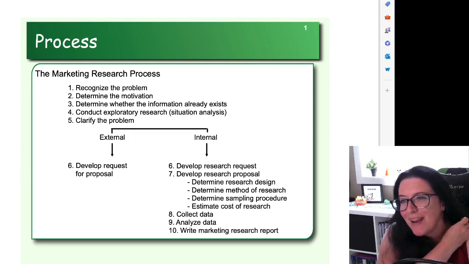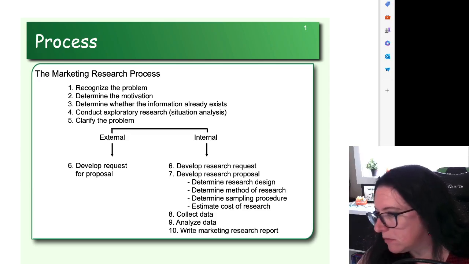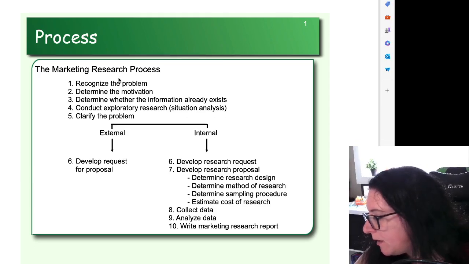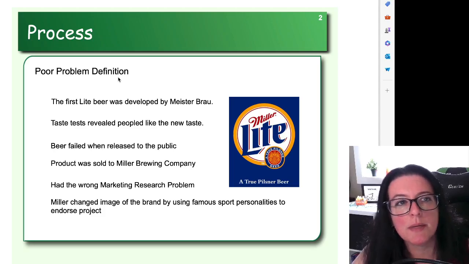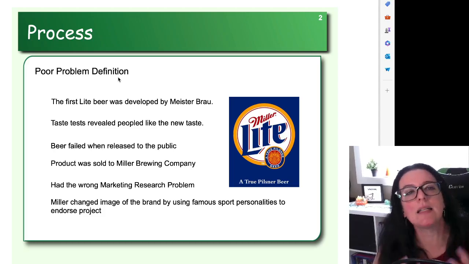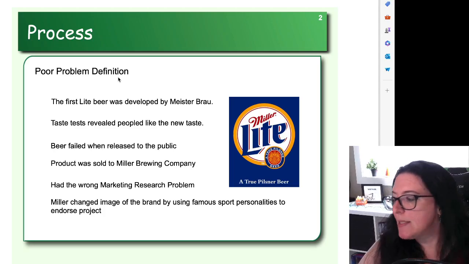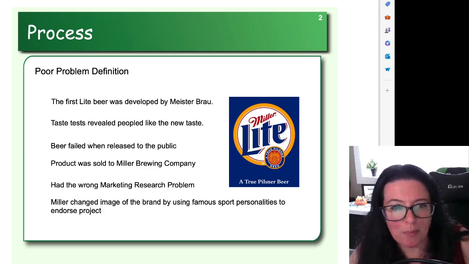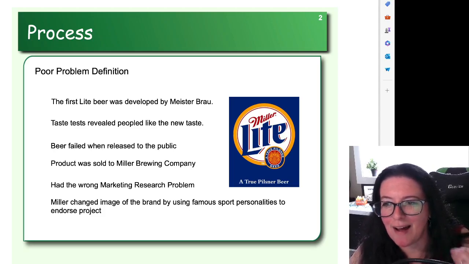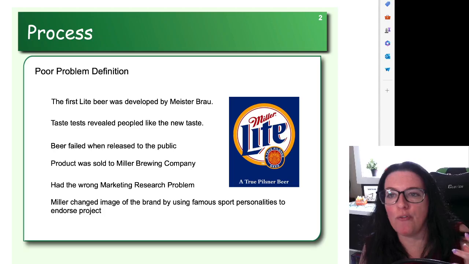So let's start with recognizing the problem. Okay, so it's very important that we clearly define the problem. Remember, ultimately, we are going to collect data, analyze data, make recommendations to help inform decisions. So it is important that we have the proper research problem. So we need to make sure we understand what it is the organization is trying to solve.